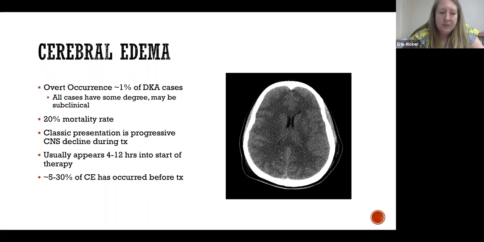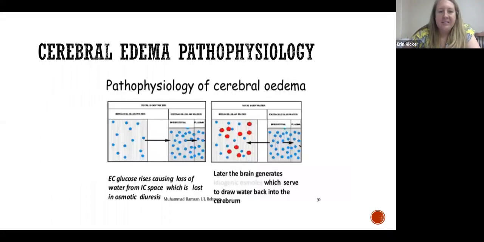With cerebral edema, the classic presentation that you'll have is progressive CNS decline as you start treatment, and it usually starts about 4 to 12 hours after starting your therapy. However, some cerebral edema will occur even before you start your treatment, and that is about 5 to 30% of patients. So why does this happen?